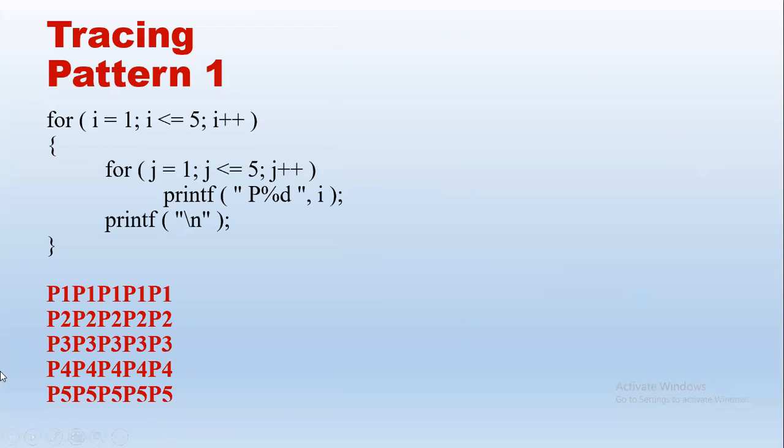As we know, according to the question, pattern 1 is to print P1 5 times in the first row, P2 5 times in the second row, similarly P3, P4 and P5 5 times in each row. So let us see what happens first. First, we have the value of I is 1. So let us call this pass 1. For one value of I, we have 1 pass.